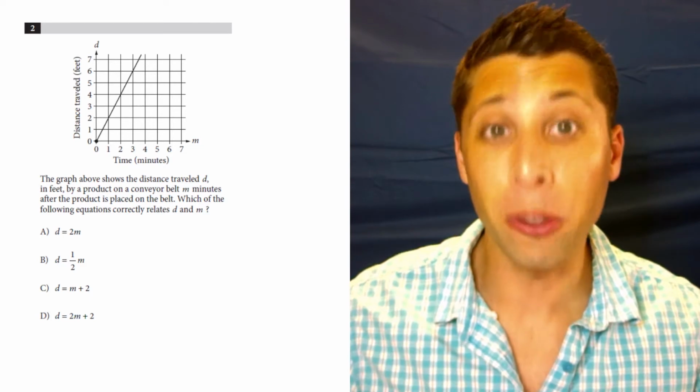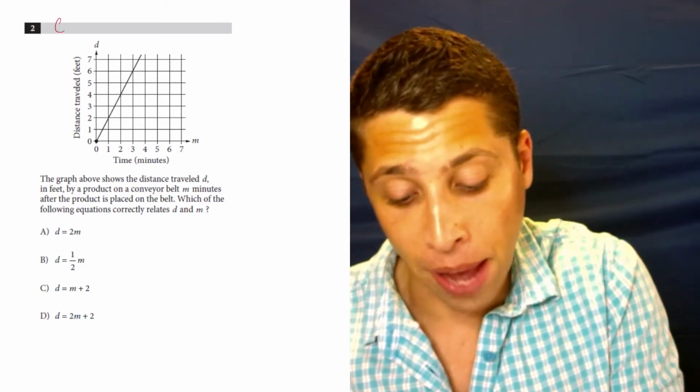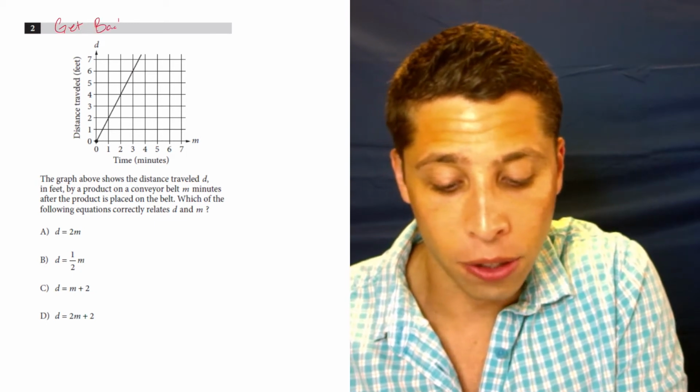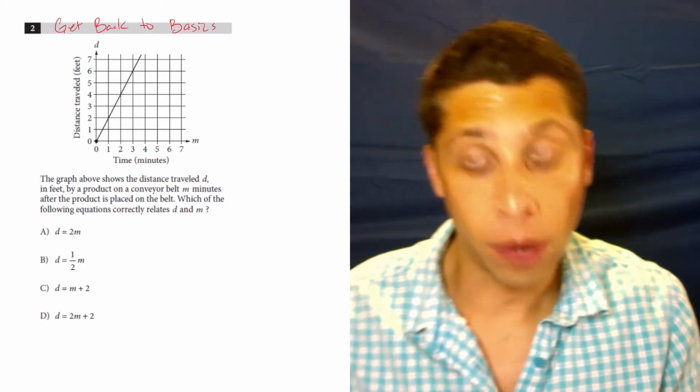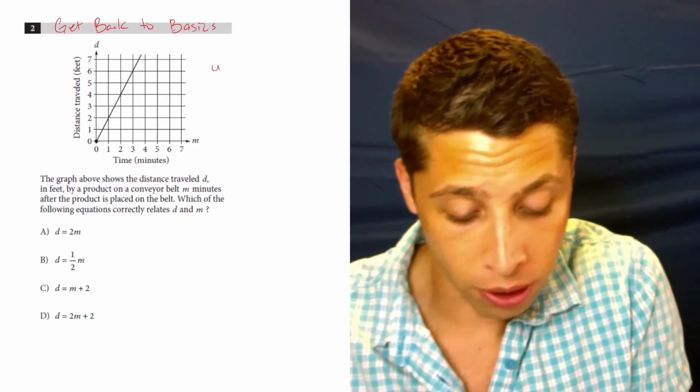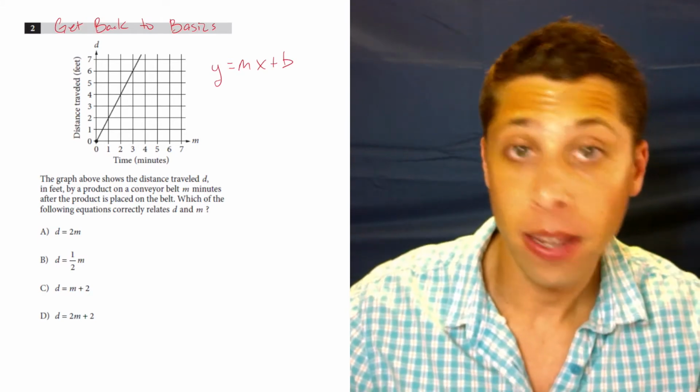Okay, so the simplest way to handle this question is just to recognize that we have a line and we can get back to basics and think in terms of normal linear equations, right? So what's our normal linear equation? y equals mx plus b.